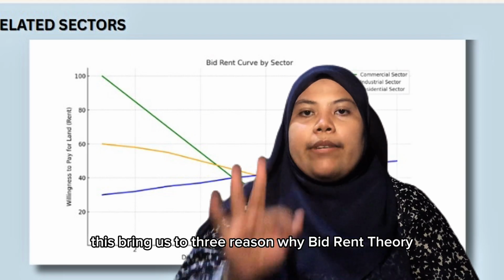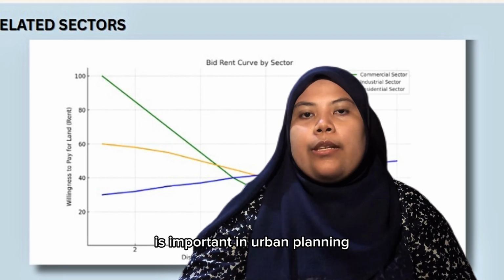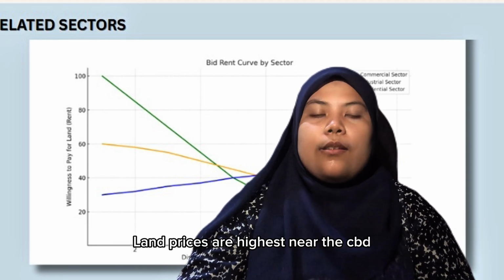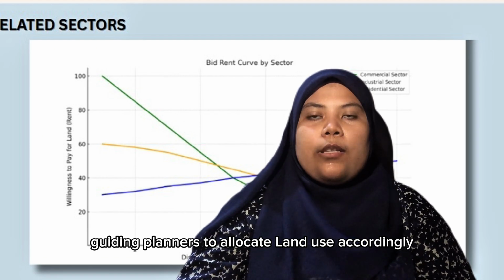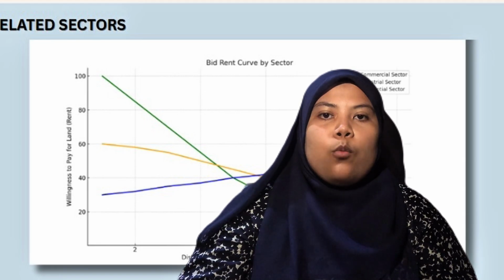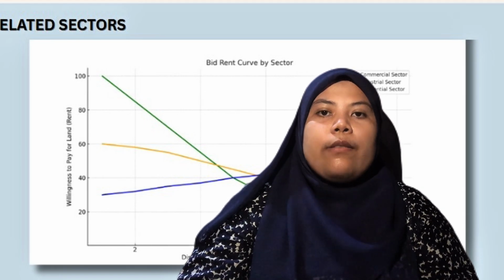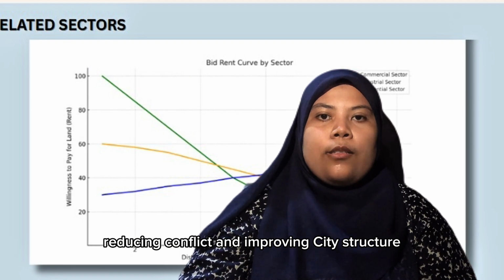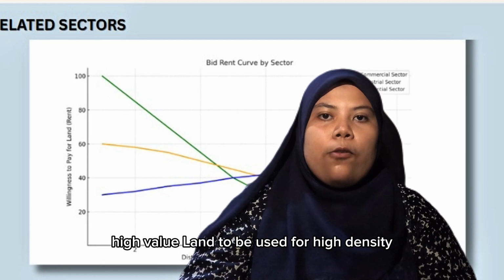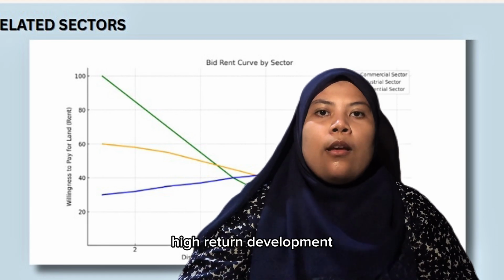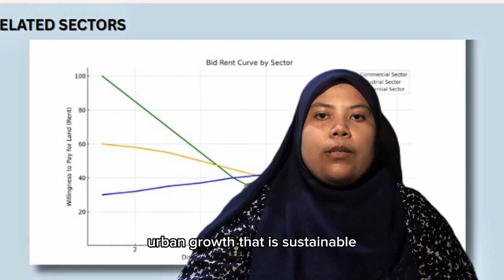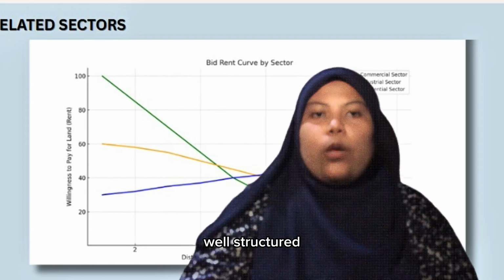This brings us to 3 reasons why bid rent theory is important in urban planning. It helps us understand land value gradients. Land prices are highest near the CBD, guiding planners to allocate land use accordingly. It supports zoning and land use allocation by identifying which sector can afford which location, reducing conflict and improving city structure. It promotes economic efficiency by encouraging high-value land to be used for high-density, high-return development. Overall, bid rent theory is a key tool in planning urban growth that is sustainable, efficient, and well-structured.